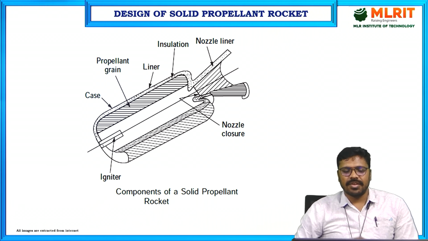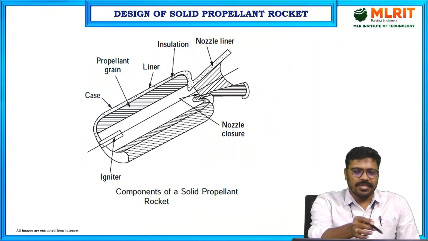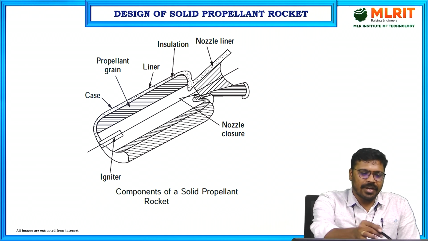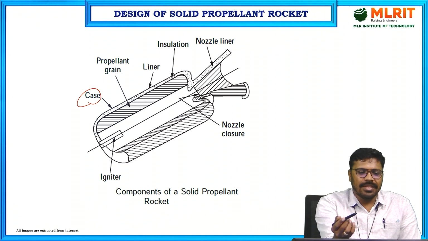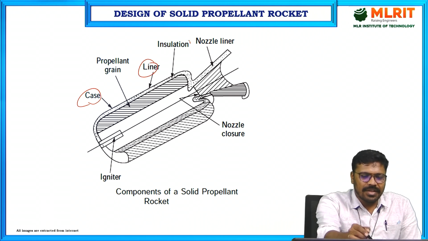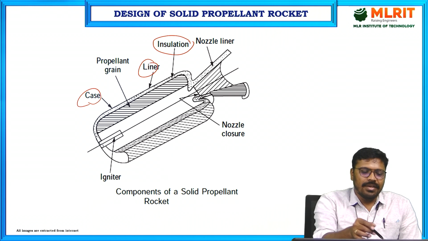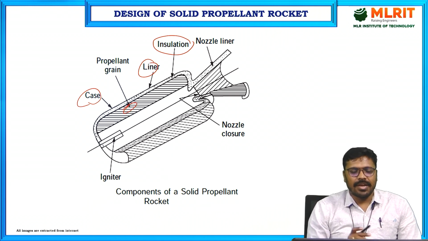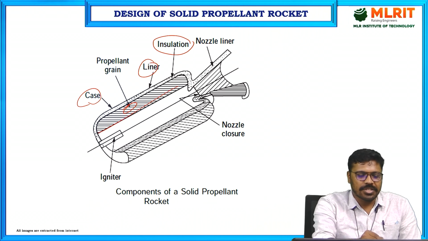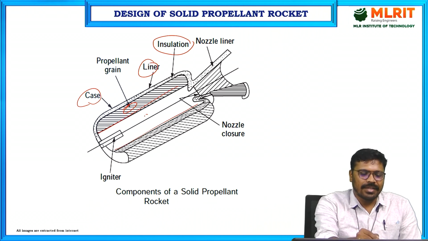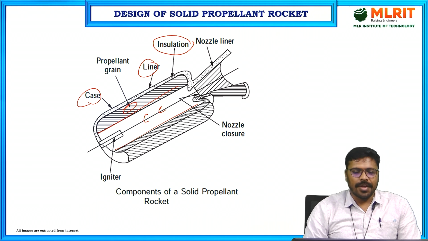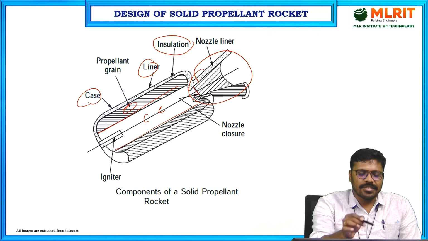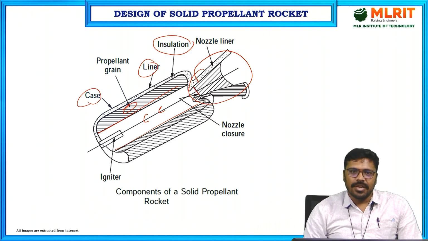In the previous class itself we have gone through the components. So here you can see how the solid propellant rocket is designed. A solid propellant rocket will have one case, and in that case there will be one liner. After that, an insulation layer will be there. Then you will have a propellant grain, and the propellant grain will have a hollow section in the middle, which acts as a combustion chamber. Here you can see the nozzle, and a nozzle closure is also placed.